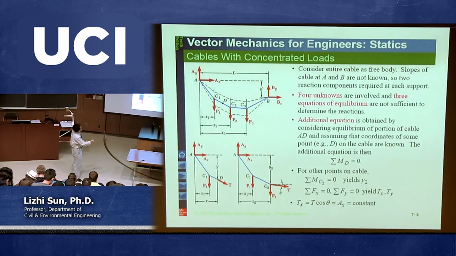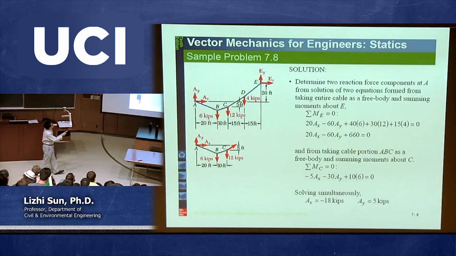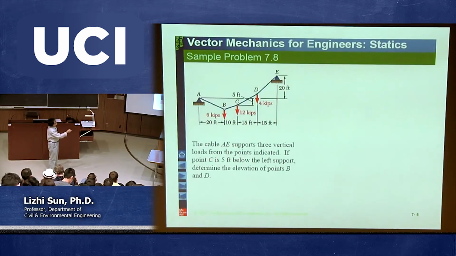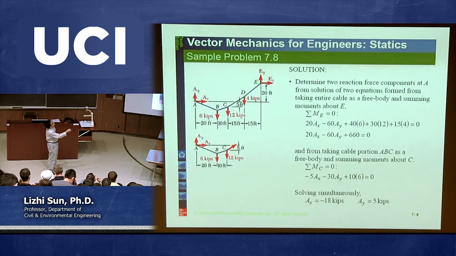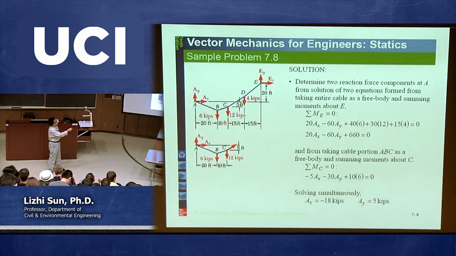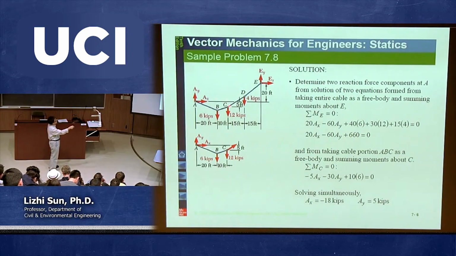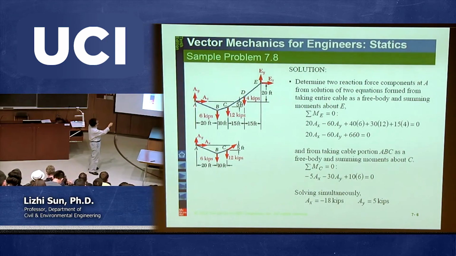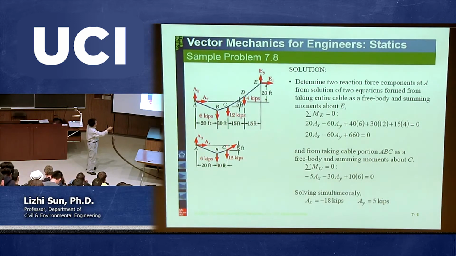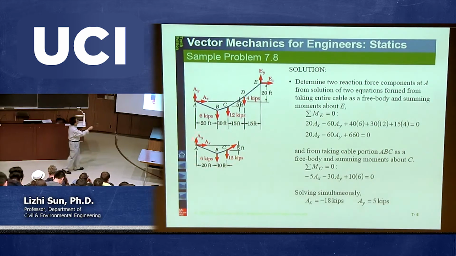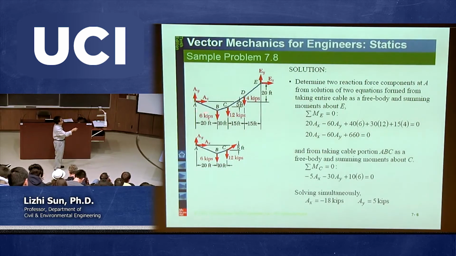So again, you look at the entire structure, you cut at point A, you have two reactions, you cut at point E, you have two reactions. There's no way you can solve for four unknowns because there are only three equations. That's why we're going to cut at point C. So once we cut at point C, we look at this part, the A, B, C part. At point A, again, you have two reactions. Point B, you still have this one. At point C, you cut here, you have an additional force. But you also have this 12 kips acting on point C, right?